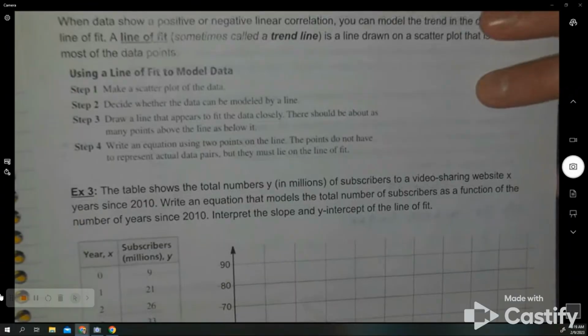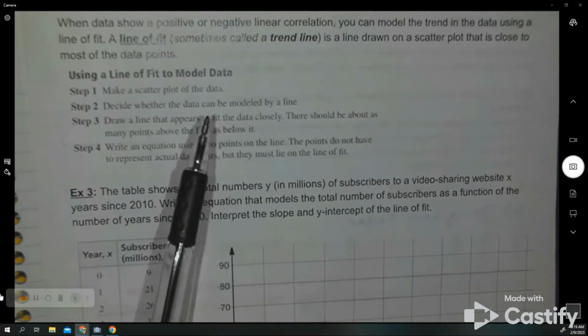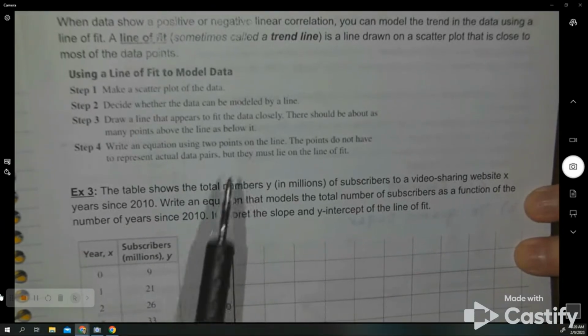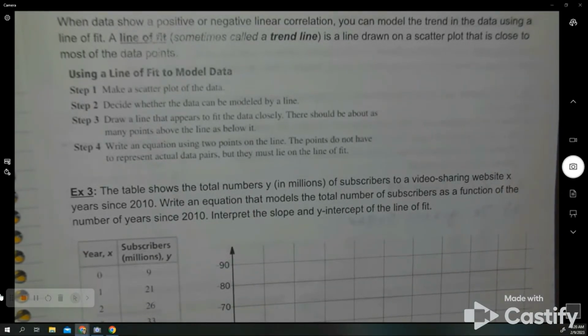So we give you some instructions here to help you with your line of fit. You have your scatter plot. Decide whether it can be modeled by a line, because if it can't be modeled by a line, the line of fit doesn't make sense. And then we draw the line that appears closest to the data, and then we write an equation using two of the points that touch the line, so we can find that slope and we can find the equation of the line.